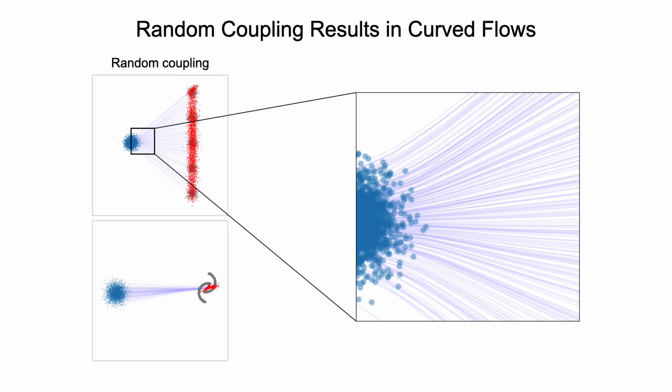Before getting into more OT-based approaches, let's see what happens without any coupling at all. Just random pairs of source and target, just random coupling, which is what usually flow matching does. So look at the zoom in on the right. You can see the lines cross each other heavily near the source. And when the model tries to learn one single velocity field consistent with all these crossing paths, it averages out conflicting directions at each point. So this causes curved paths.